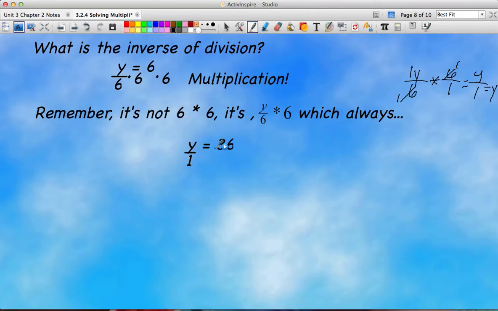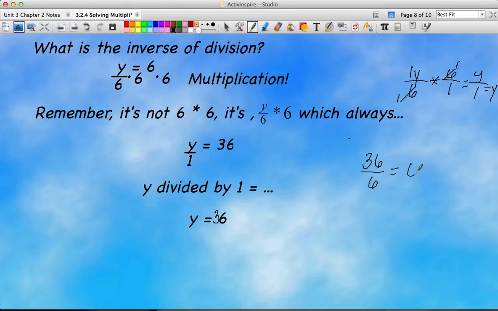So here I end up with y divided by 1 is equal to 36, because over here I do multiply 6 times 6. I know y divided by 1 is always going to give me y, so y is equal to 36. I can double check, I can put 36 in for y and do 36 divided by 6. Does that equal 6? My answer is yes, so I know that I got it correct.